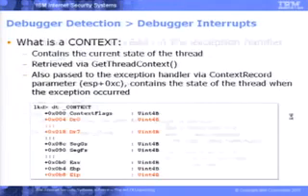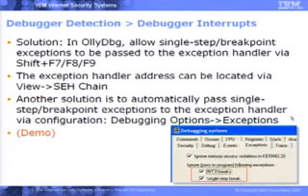You can do this because debug exceptions are not automatically passed to the exception handler. You can make them automatically pass to the exception handler by checking this checkbox, entry breaks and single step breaks. So when you step in entry, it will automatically call the exception handler instead of you just tracing it. So this is the solution.